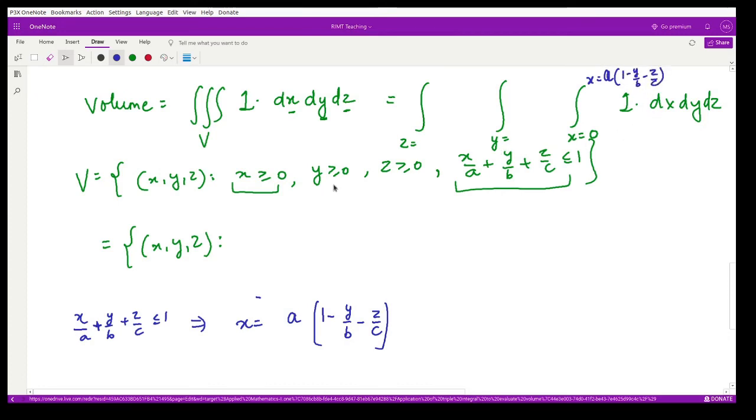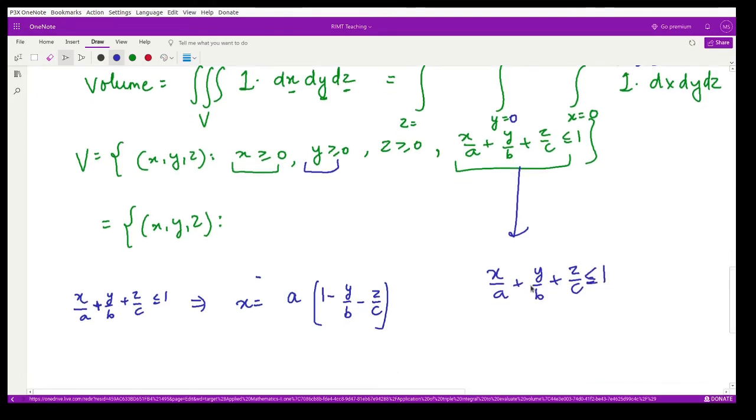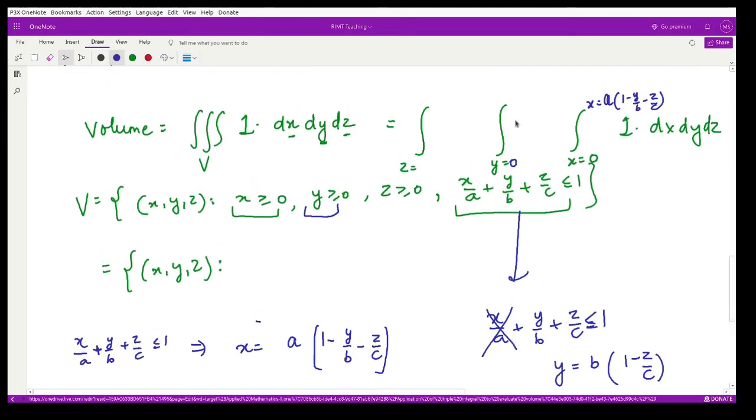Similarly, for the lower limit of y, this would be 0. And for the upper limit of y, we will again consider x upon a plus y upon b plus z upon c less than or equal to 1. And here in this case, we do not want x to appear here. So we will not take this term. So from here we can calculate y. y comes out to be b into 1 minus z upon c. So this is our upper limit in the case of y. So we have b into 1 minus z upon c.